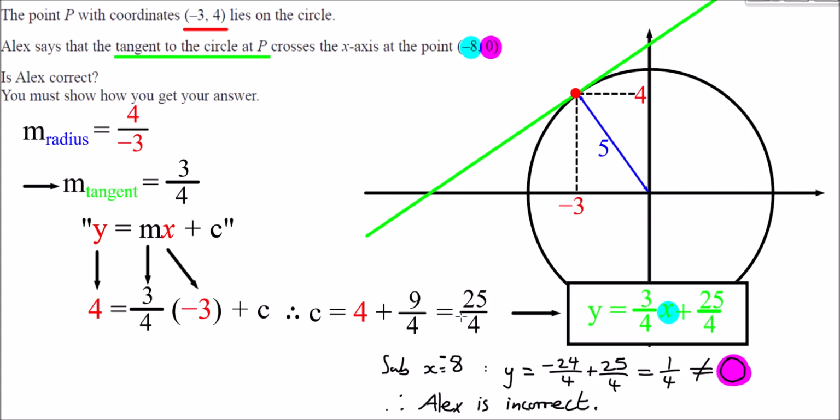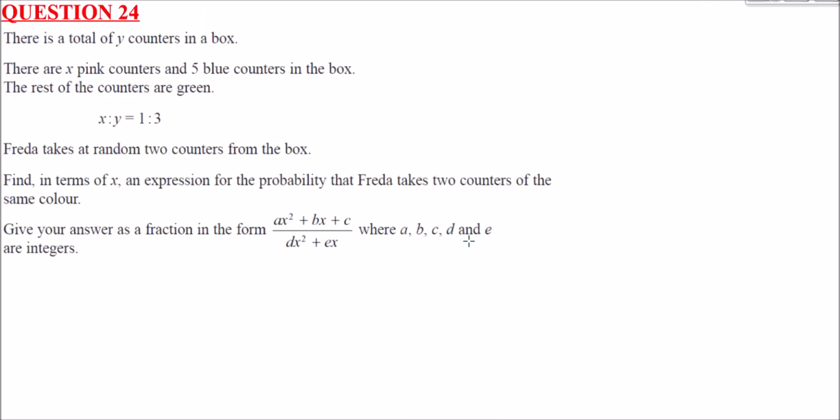It's now time for the last question, but I honestly don't think it's quite as evil as that one. Question 24. There's a total of y counters in a box. x are pink, 5 are blue. The rest are green. We're told that the ratio of x to y is 1 to 3, and Freda takes at random 2 counters from the box. Find in terms of x an expression for the probability that Freda takes 2 counters of the same colour. Give your answer as a fraction in this form, where a, b, c, d and e are all integers.